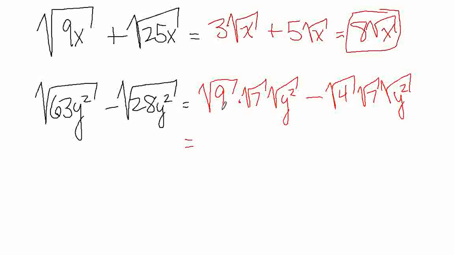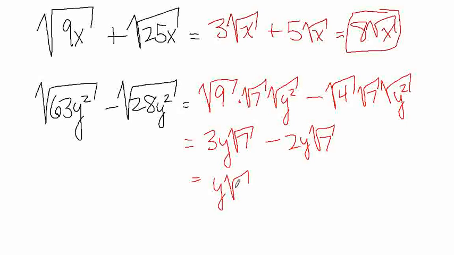Okay, so the first term, the product of three radicals, I have 3y times root 7, and then the second product of radicals, I have 2y times the square root of 7. Now I can finally do the difference. So 3y root 7 minus 2y root 7 gives me y root 7. And that is the answer.